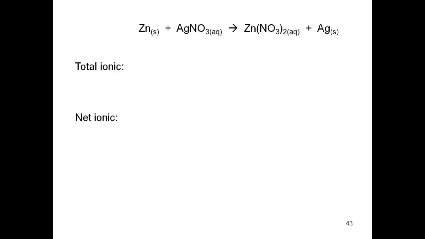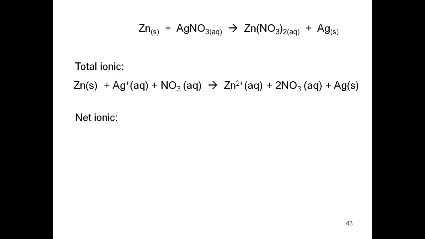Next we have zinc nitrate. The question is, what is that? That is a soluble salt. Once again, it breaks up into its ions, so we will break that into zinc 2+ and nitrate ions. And then we have silver solid, which will come down just like it is. So we break up the things that break up 100%. You can see we have our zinc, our silver nitrate broken up into ions, our zinc nitrate broken up into ions, and silver solid.